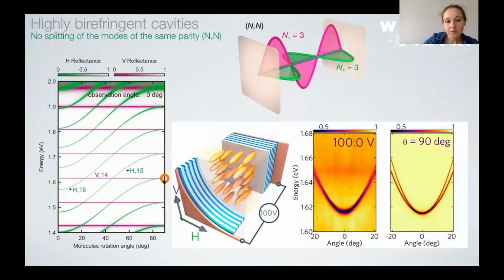So we start with this regime, which is the very typical regime that we know from semiconductors, for example, a structure where the molecules are oriented perpendicularly to the surface.